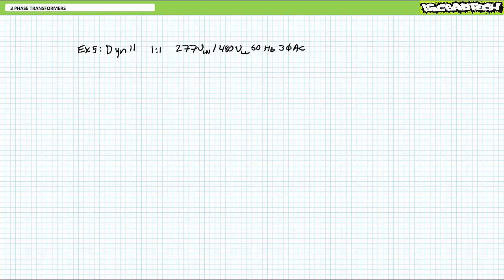Consider a DYN11 configured three-phase transformer with a 1-to-1 turns ratio being supplied by a 277 volt line to neutral, 480 volt line to line, 60 Hz three-phase AC system. Since I simply can't resist the temptation to perform a detailed phasor analysis of this system, let's all get on the same page. Given a delta configured input uses 3 wires and lacks a neutral, it'd ordinarily be foolish of us to use line to neutral values as our reference, but that option is available to us if it makes our work easier, and in this case it does.